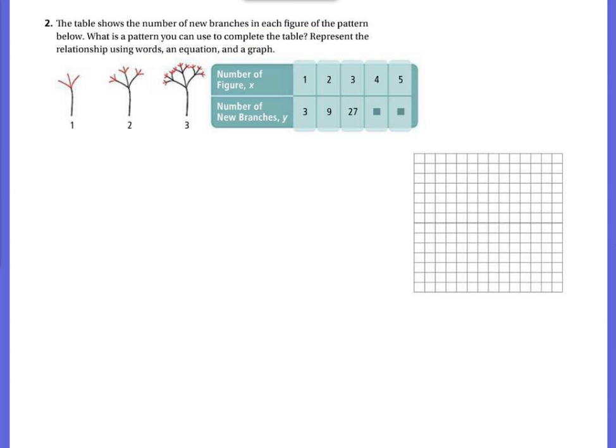Next problem, the table shows the number of new branches in each figure of the pattern below. So from figure to figure, we have how many branches on this one? 3 branches. If you think of this like the trunk, then we have 3 branches here. How many branches here? 9 branches. How many branches here?